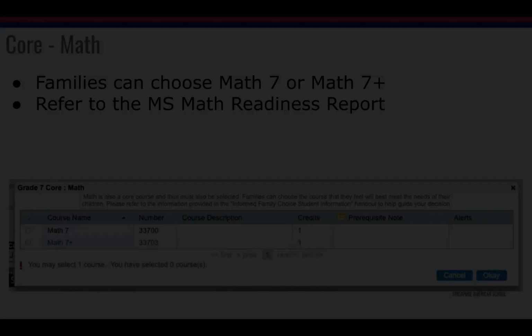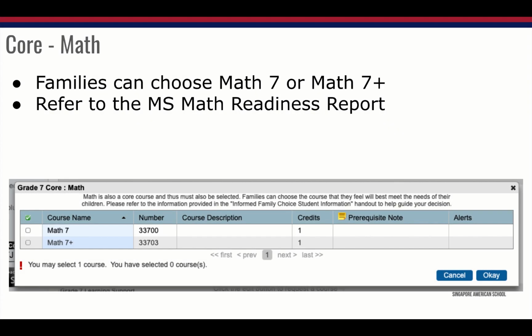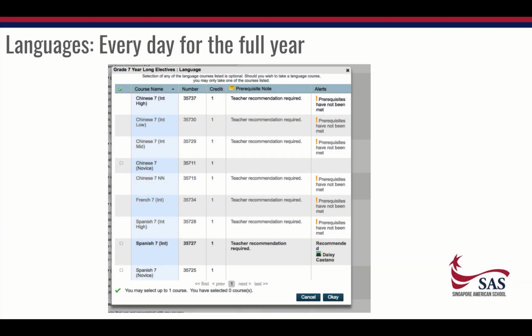The next step is math. And for math, you can choose either Math 7 or Math 7 Plus. If you are currently a student at Singapore American School, you will have received a middle school math readiness report to help guide you in your choice. After selecting math, you will select a language course. And as I said previously, you will have some novice courses that are available to everybody, plus you will have been recommended by your current language teacher to take a particular level in the language that you're already studying. We recommend that you continue studying the language that you studied in 6th grade.